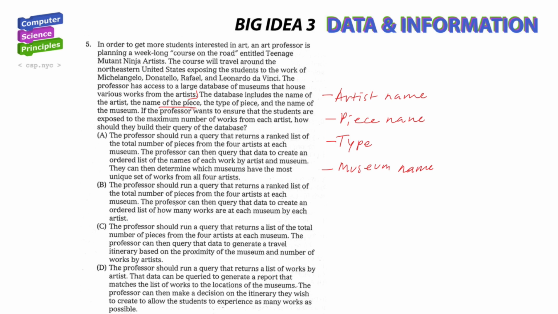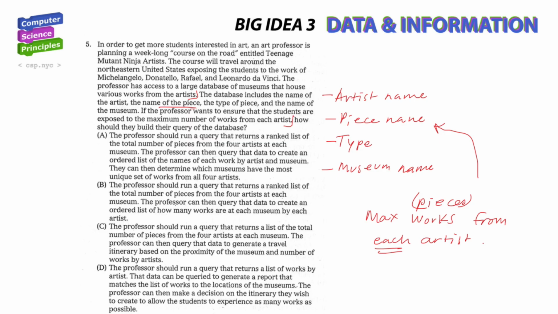Let's just make sure we've got everything. So the database includes the name of the artist, the name of the piece, the type of the piece, the name of the museum. Okay, it says if the professor wants to ensure that students are exposed to the maximum number of works from each artist. So the maximum works from each artist. So really this is maximum number of works and maximum number of pieces. Okay, maximize this from each artist. How should they build their query of the database?